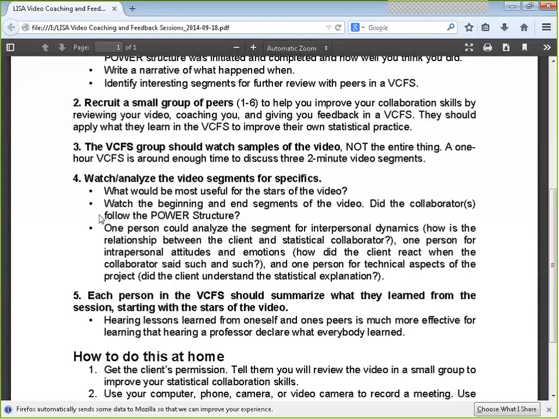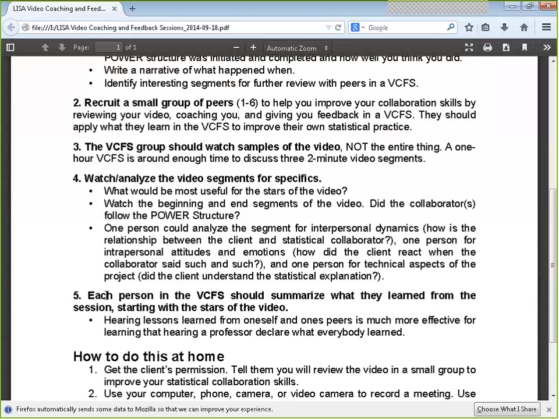And then a third of the group can look for the technical aspects of the project. Did the client understand the statistics that were being explained to them? Or was the information correct? And so in one clip of video, you can have 3 different groups of people looking for different things: the interpersonal, the intrapersonal, and the technical. That helps by narrowing your own focus, so you're just analyzing part of the video.